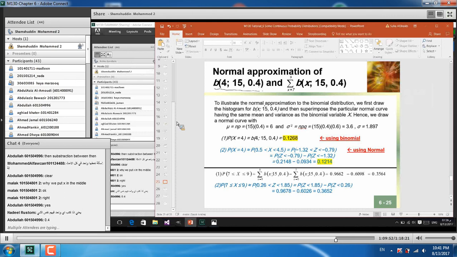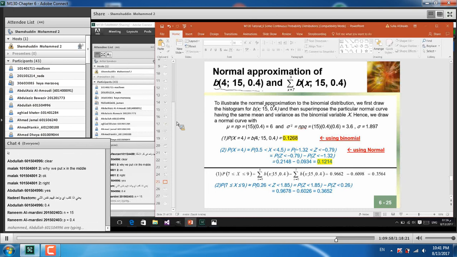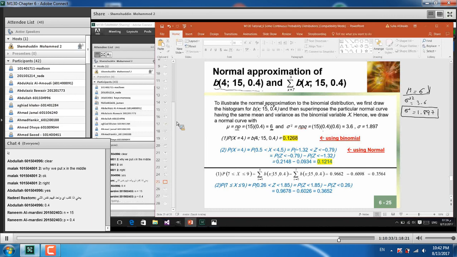هذه ال N وهذه ال P. Okay, so the mu اللي هي ال N في ال P بالضبط. ال N هي ال 15 وال P is 0.4. So my mu is 6. If I multiply N في ال P, this will give me the 6, which is my mu. And my sigma square is N في ال P في ال Q يعني 15 في ال 0.4 في ال complement حق ال 0.4 which is 0.6 صحيح. And this give me 3.6. منها sigma is the square root which is 1.897. So this is my mu, this is my sigma.